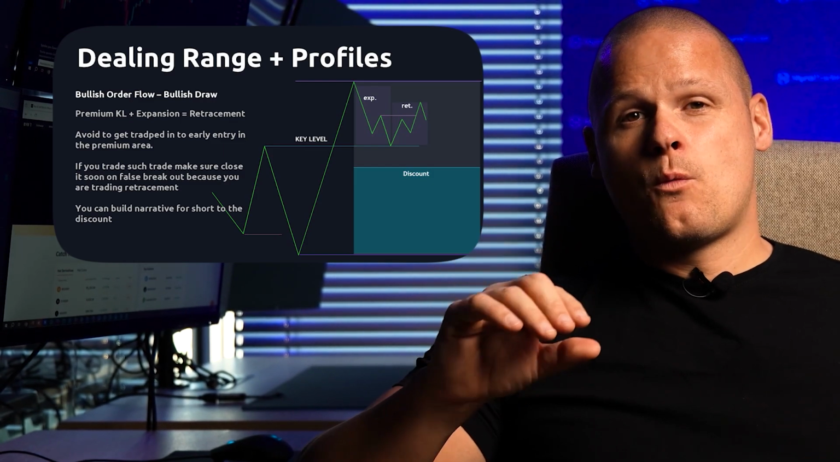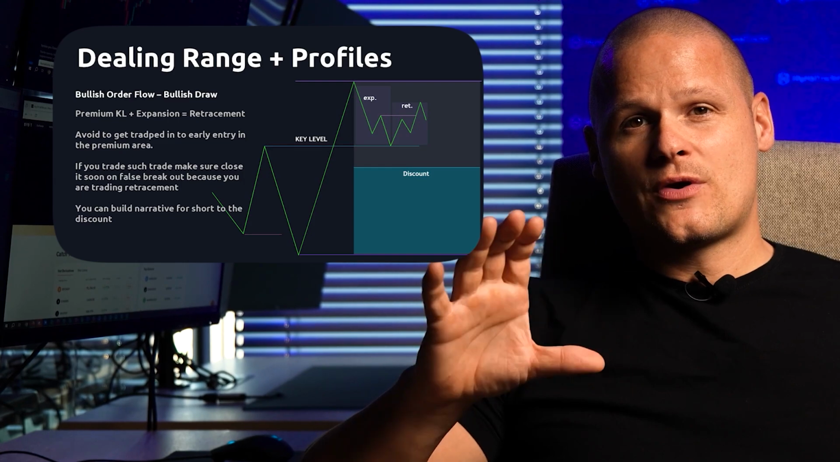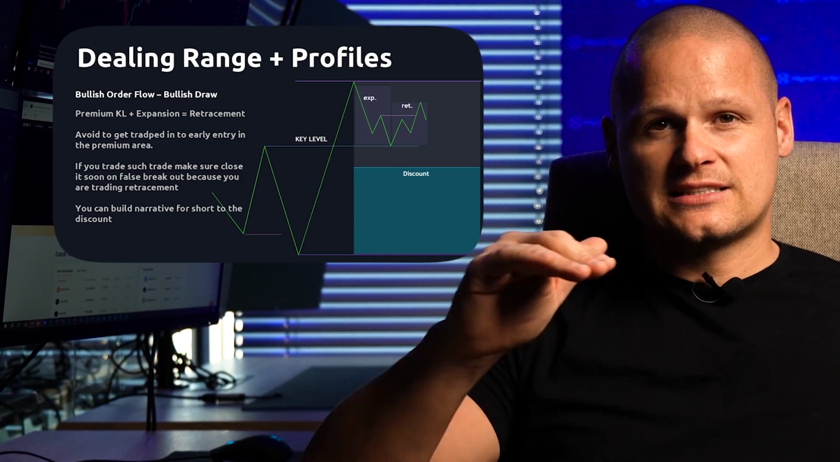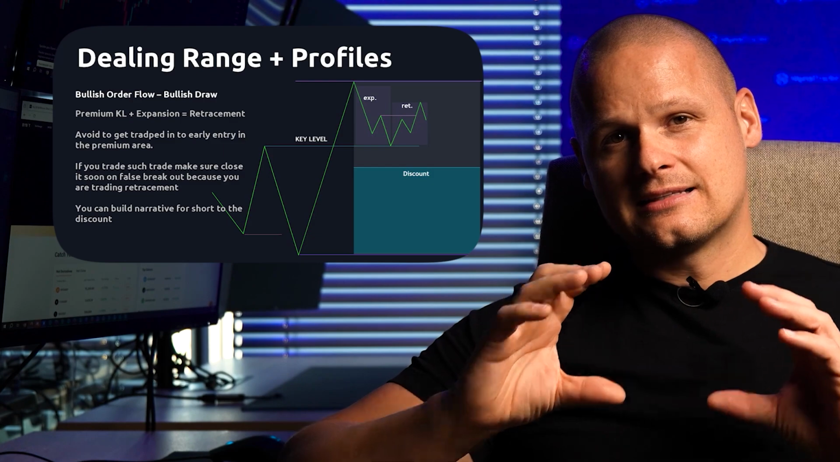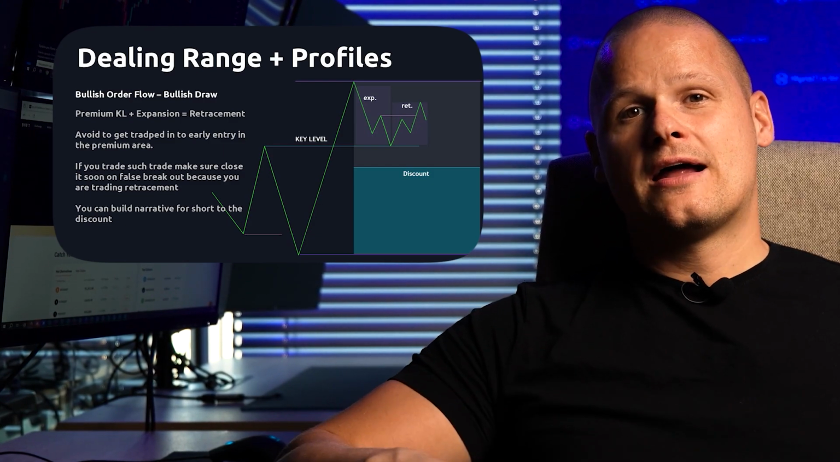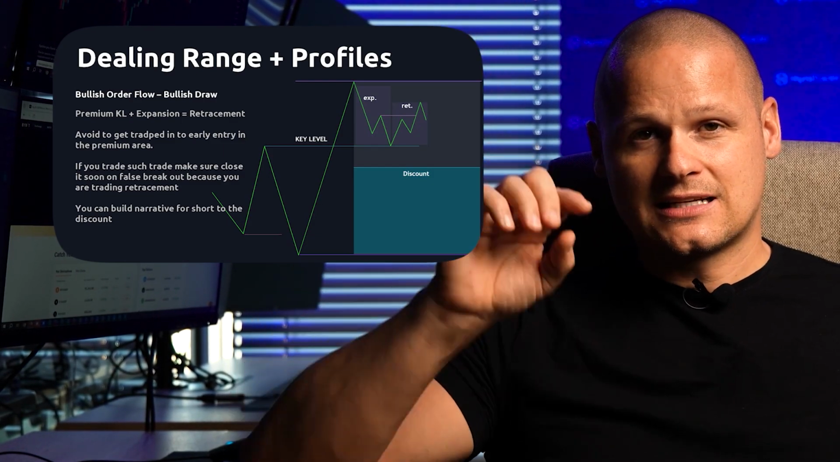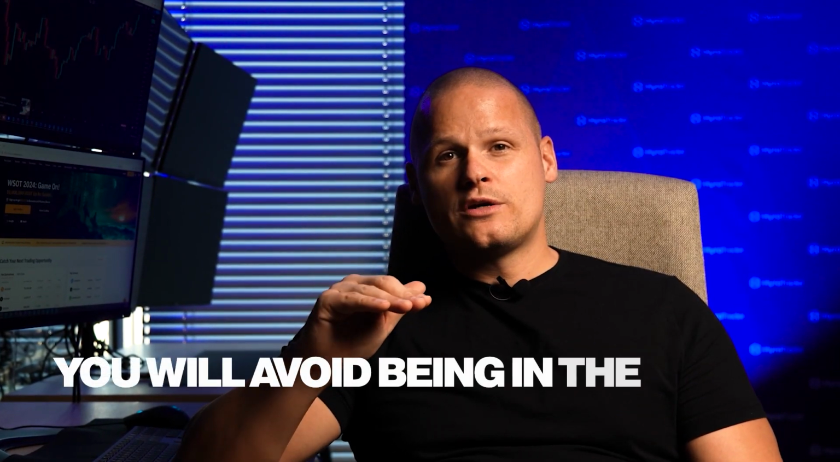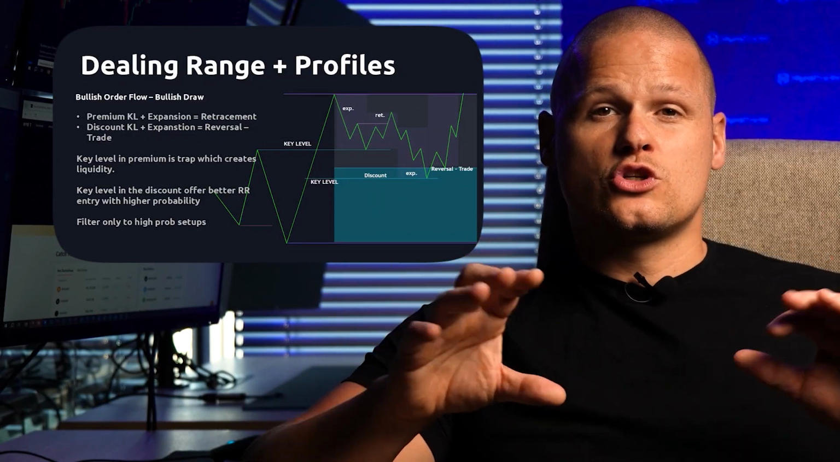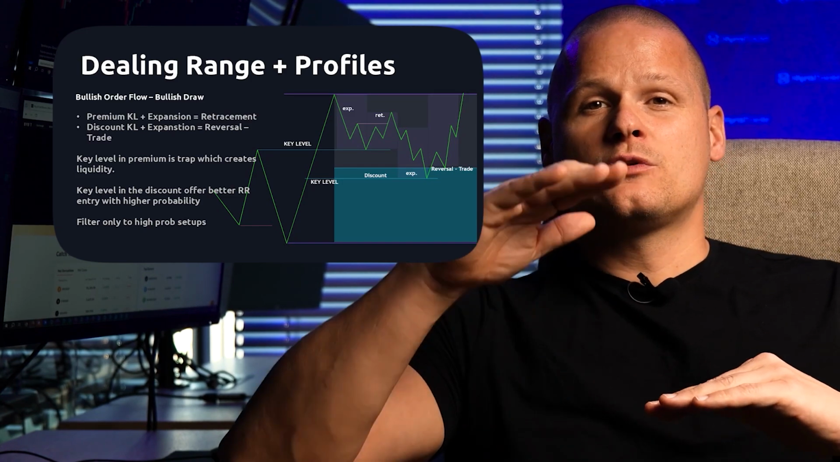So I suggest you avoid trading the key levels in the premium because, as said, mostly it's just engineering of the liquidity and the stop losses below this low, where the real market move starts later. By implementing this strategy into your trading plan, you will avoid being in the trade too early. And instead, by understanding this, you can build your narrative for the potential short trade and target it into the 50% discount prices.